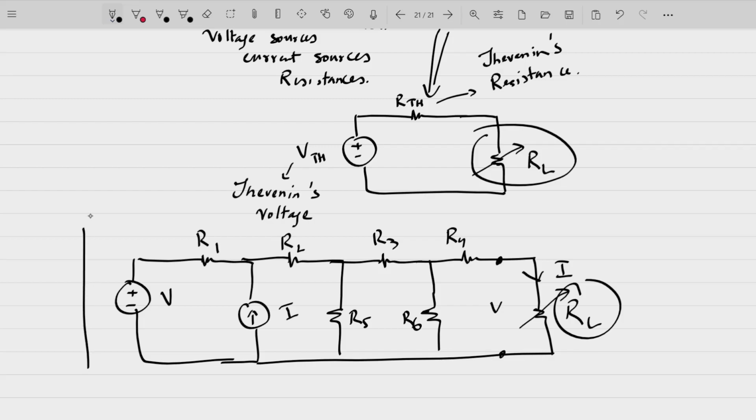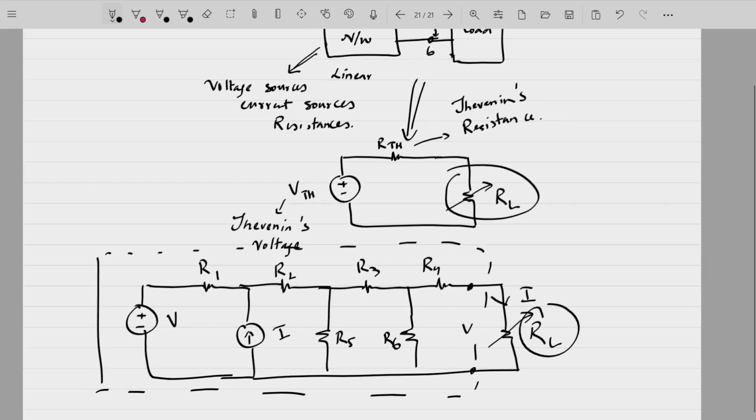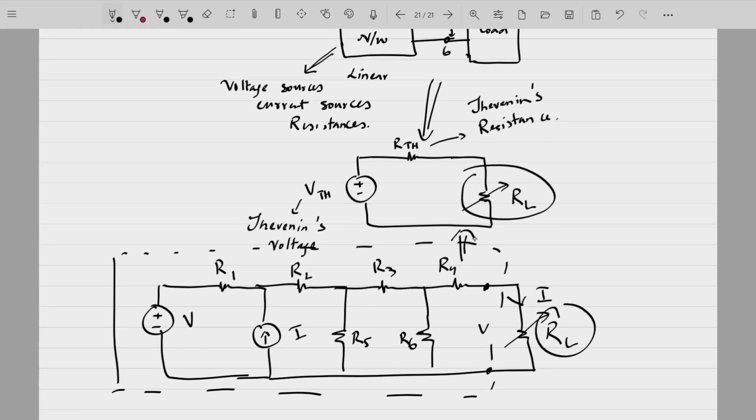So this entire portion of the circuit can then be replaced simply by a voltage source VTH in series with the resistance RTH, and then you have your load resistance. Now why do we do this? We are marking our load resistance here as variable.